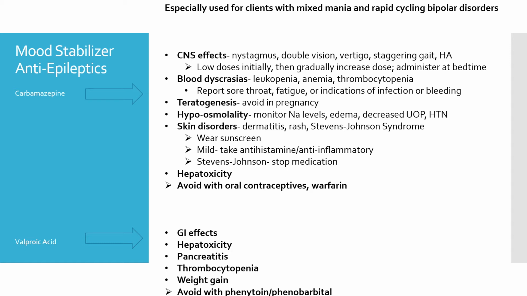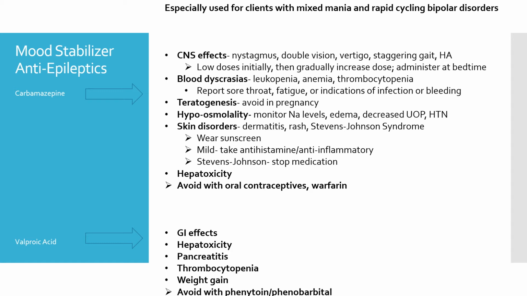So we need to educate them to make sure that they're wearing sunscreen. If they're having only a mild skin reaction, they can take an antihistamine or an anti-inflammatory. But if they actually develop the Stevens-Johnson syndrome type skin rash, they need to make sure that they stop the medication. Hepatotoxicity, so liver issues, and make sure that we're avoiding this with oral contraceptives and warfarin.